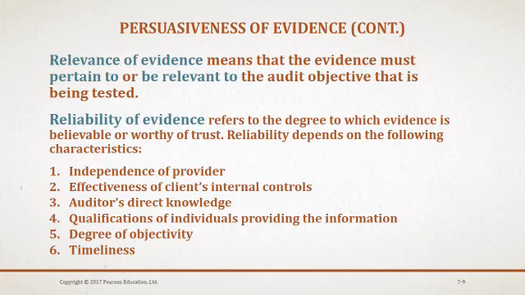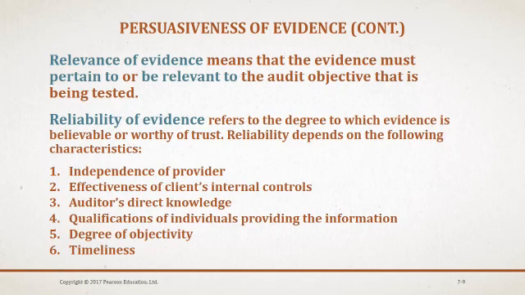Reliability depends on the following six characteristics. Number one, independence of provider. Evidence obtained from a source outside the entity is more reliable than evidence obtained from within. Number two, effectiveness of client internal control. When a client's internal controls are effective, the evidence is more reliable. Number three, auditor's direct knowledge. Evidence obtained directly by the auditor is more reliable than information obtained indirectly.